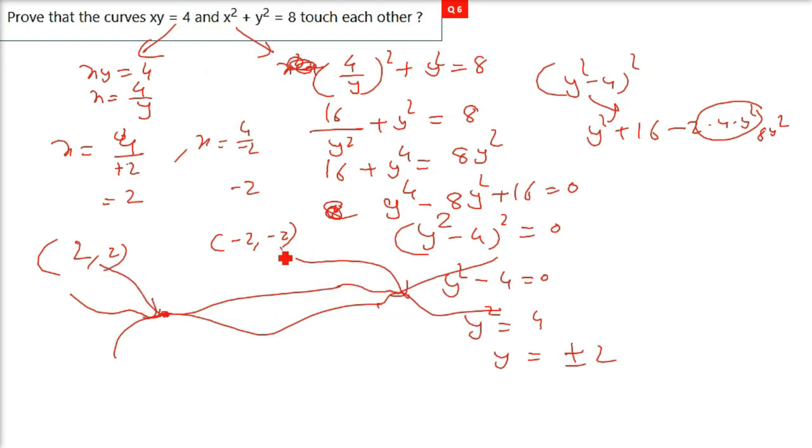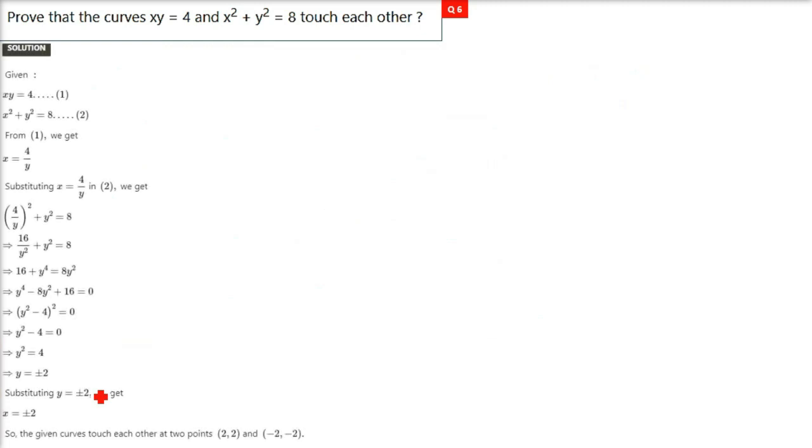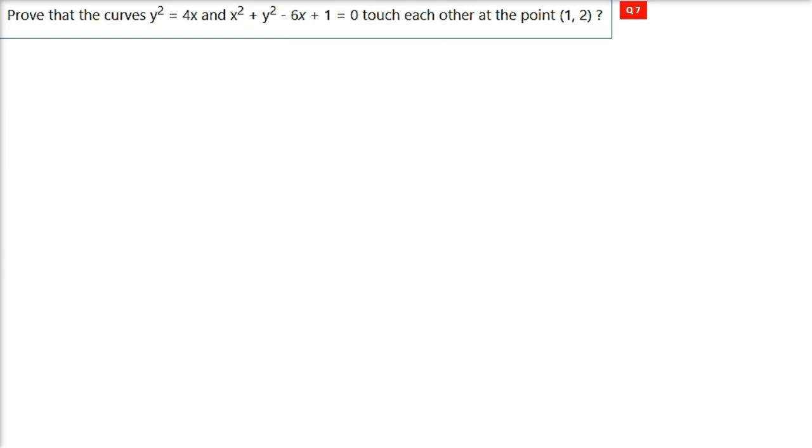So let me show you the solution here. They are touching and these are the points which actually show that they are touching. Prove that the curves this one and this one touch each other at the point 1, 2. So we have the curve. If they are touching each other, that means there will be a certain tangent. There is a certain concept. We have y square equals to 4x.